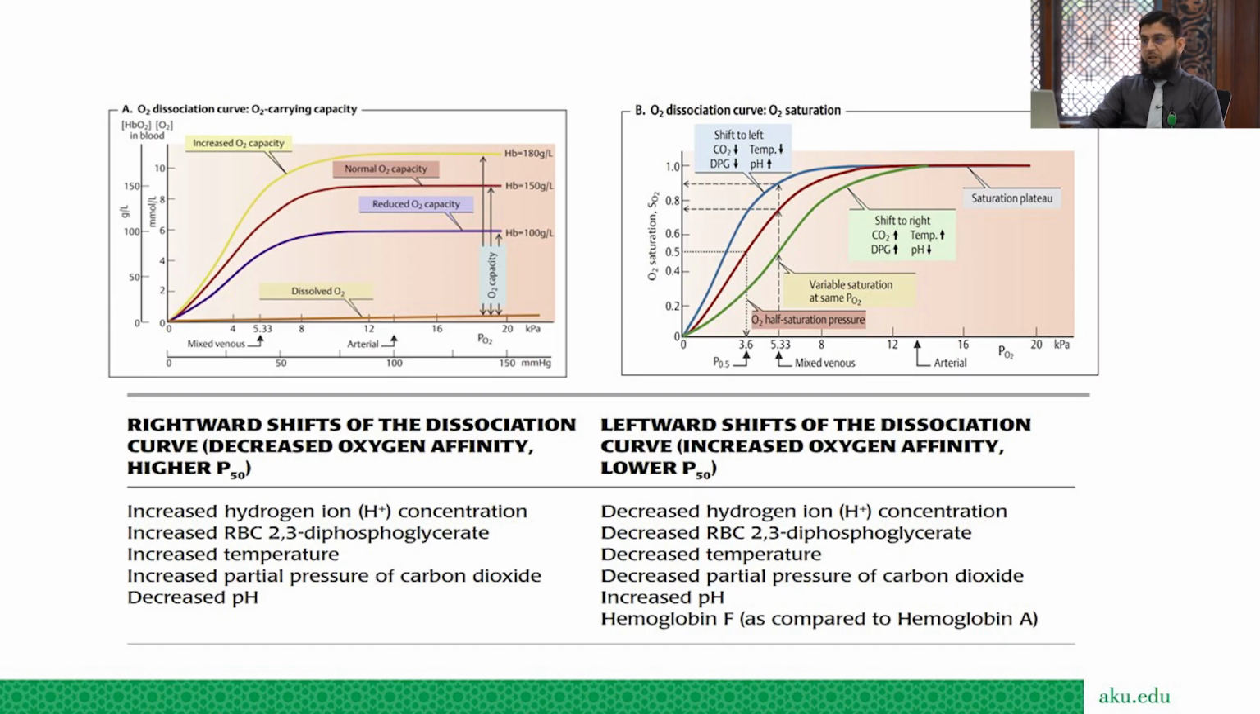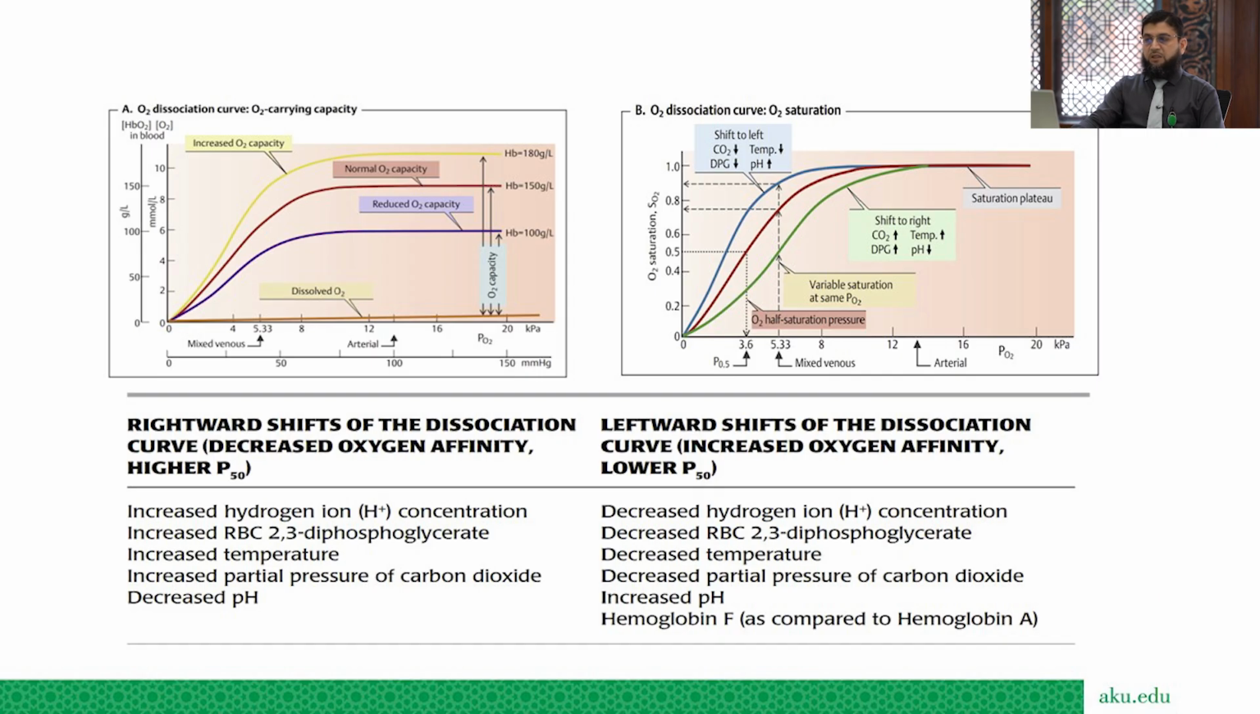This is another oxygen hemoglobin dissociation curve which shows right and left shifts. There are different conditions which can lead to decreased oxygen affinity, that is increased hydrogen ion concentration, increase in RBC 2,3-DPG, increase in temperature, increase in partial pressure of carbon dioxide, and decreased pH. All these lead to decreased oxygen affinity and a rightward shift of the curve toward this side.